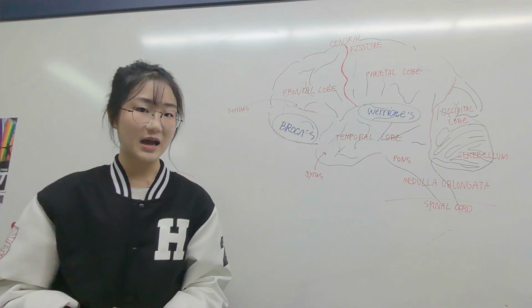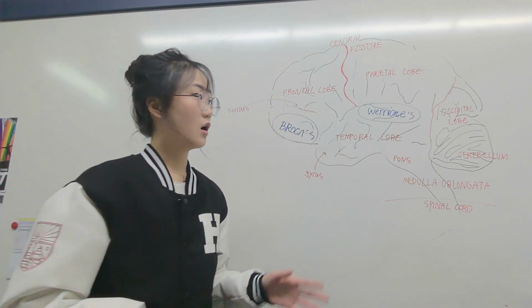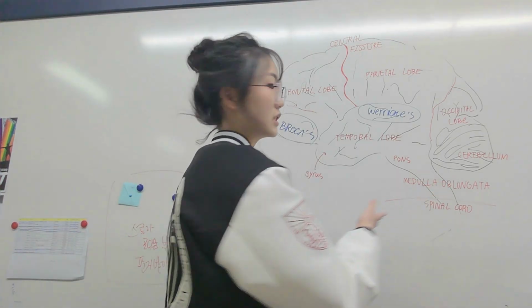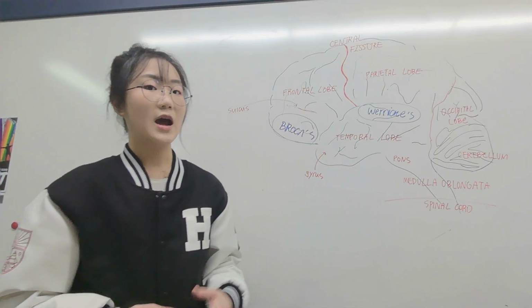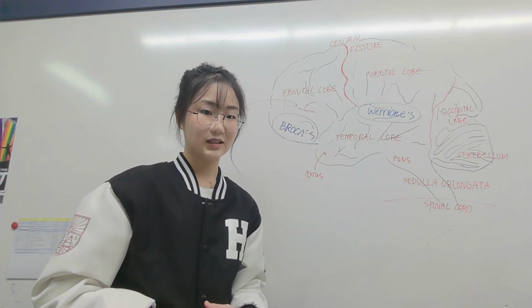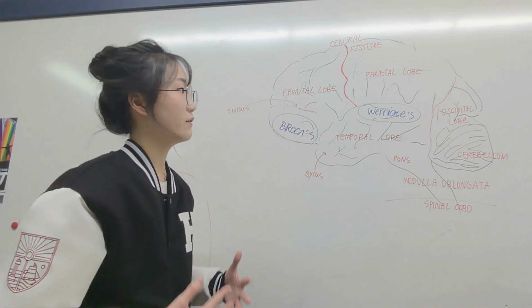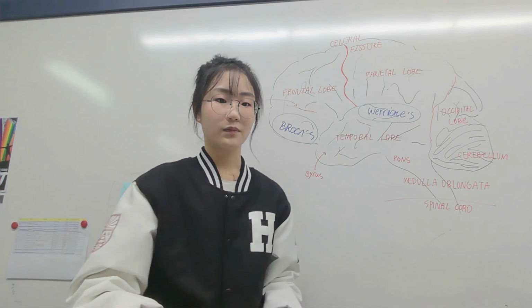The second component is the cerebellum. Although it is quite a bit smaller than the cerebrum, it plays a crucial role in balance, posture, and coordination of body movements. It fine-tunes motor activity rather than initiating it.